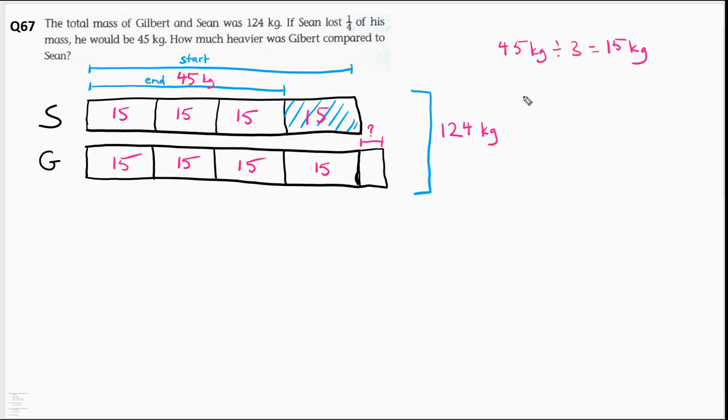So let's give that a go then. We have 15 kilograms. We're going to multiply that by 8, which is going to give us a total of 120 kilograms. We know the total, so if we do 124 subtract 120, we are going to get a value of 4 kilograms. And that is, in fact, the correct answer.